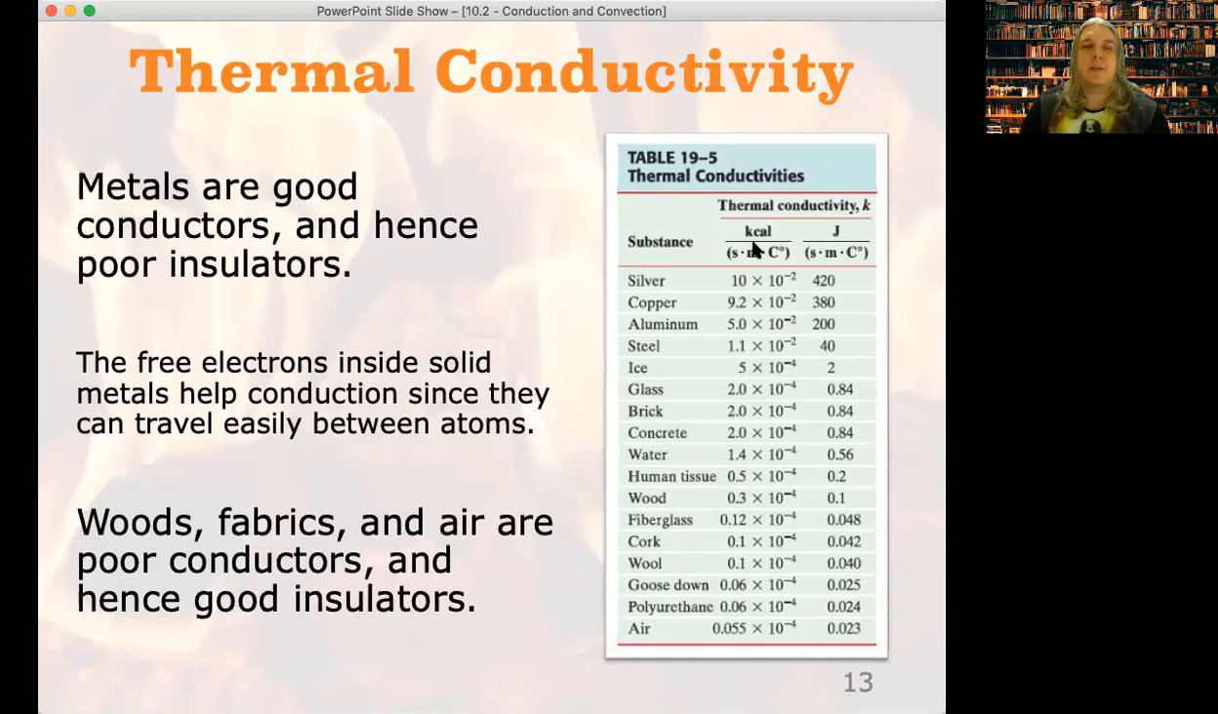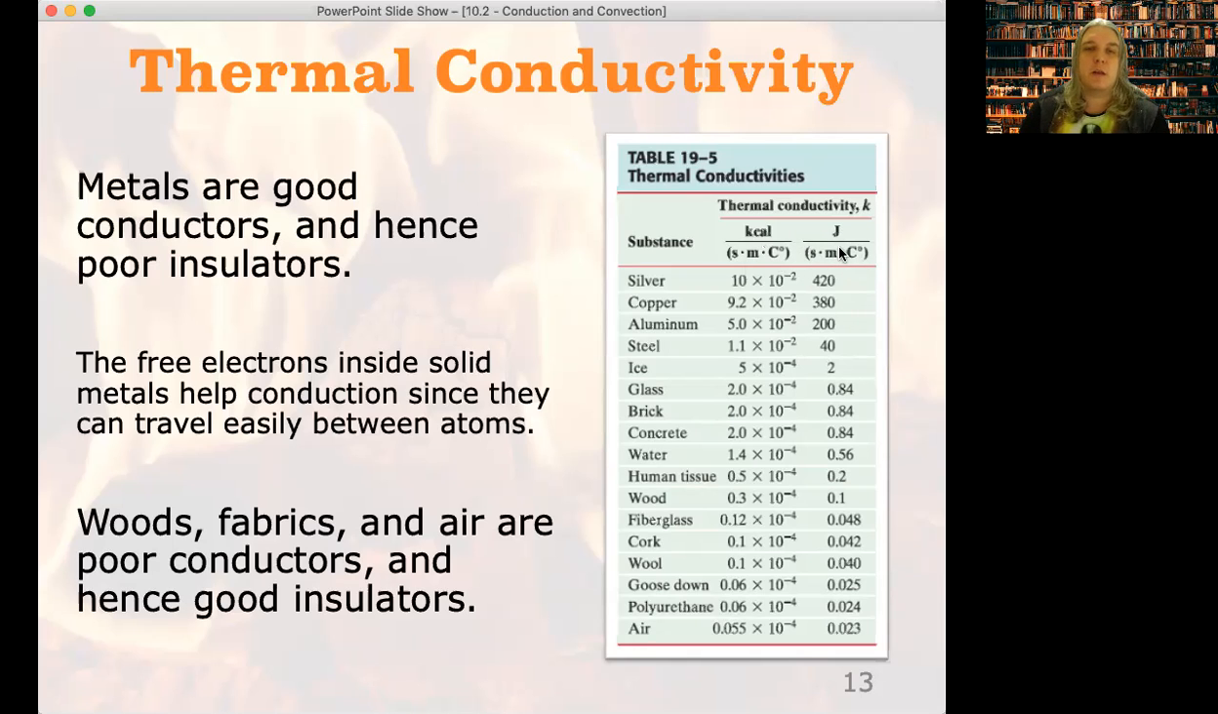You'll notice on the left column we've got kilocalories per second per meter per degree Celsius. On the right is joules per second per meter per Celsius. Obviously the joules per second per meter per Celsius, or per Kelvin, remember, same for an interval, it's per Kelvin or per Celsius.